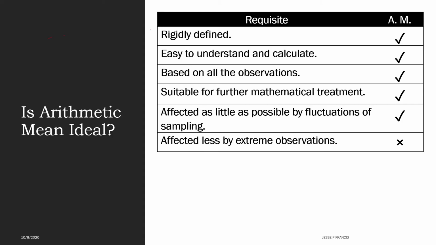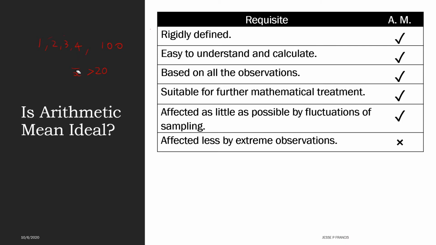The last one, it is affected by extreme observations. The thing is, suppose you are finding arithmetic mean of 1, 2, 3, 4, and 100. When you find the arithmetic mean, you'll see that it lies somewhere too far away. I think it will be greater than 20. The x bar will be greater than 20. But the majority of our values lie near 1, 2, 3, and 4. So it is affected by extreme observations.